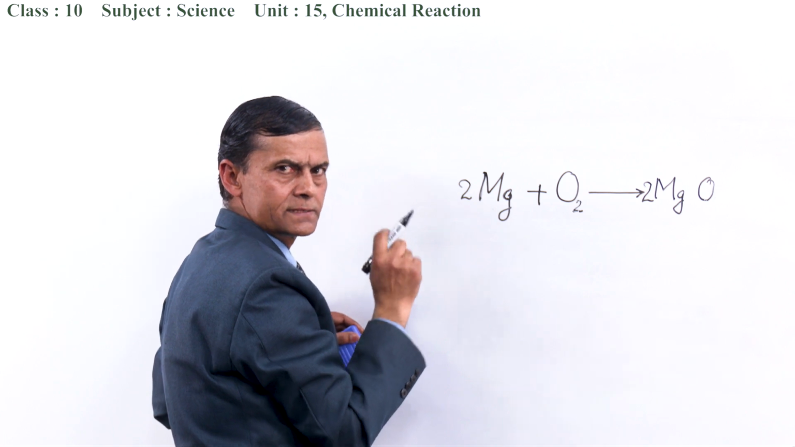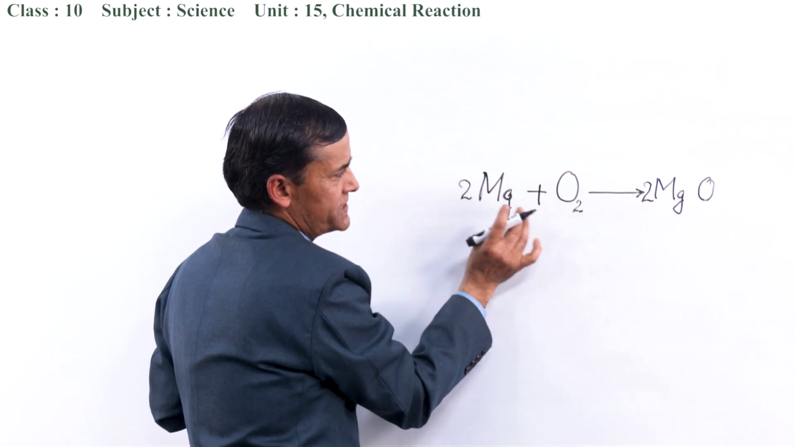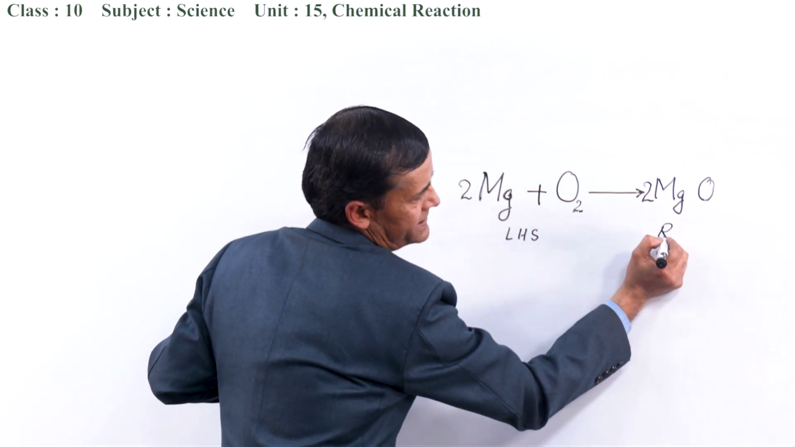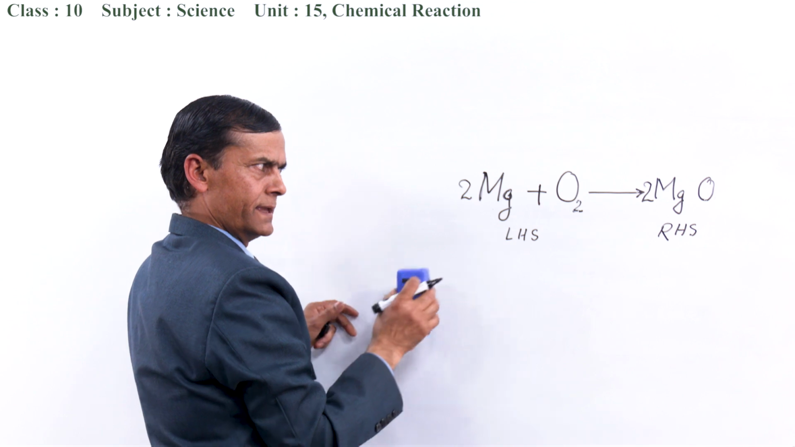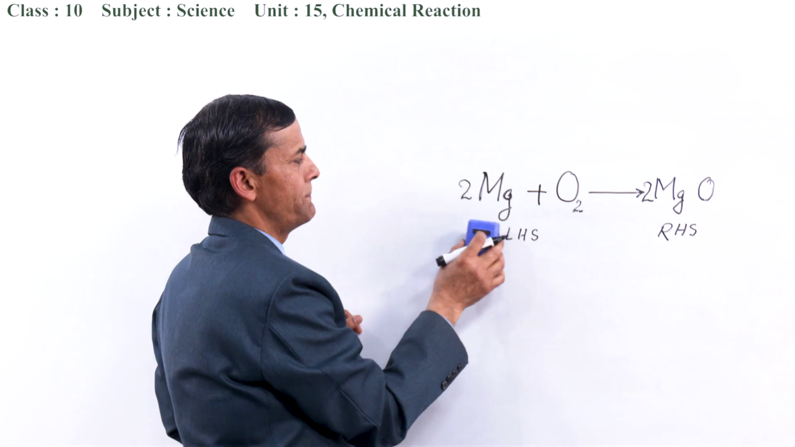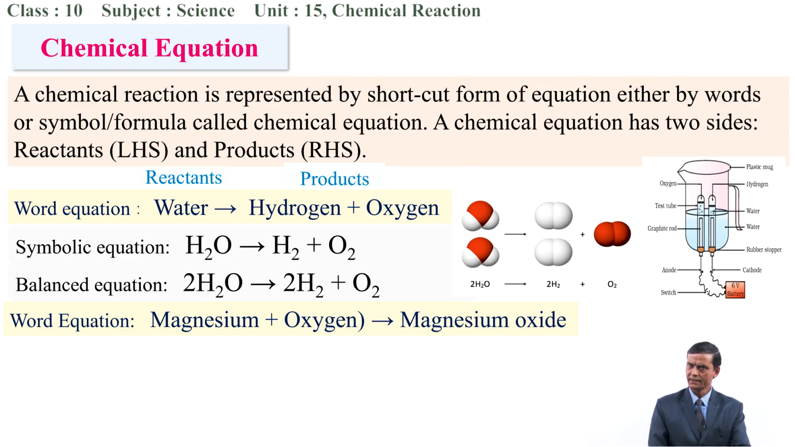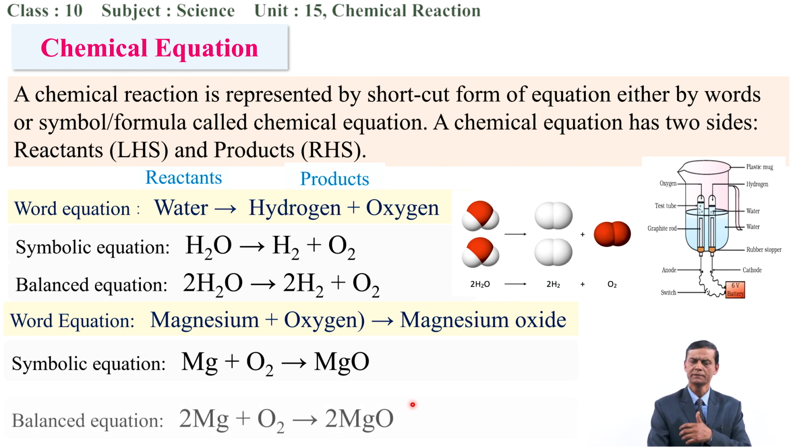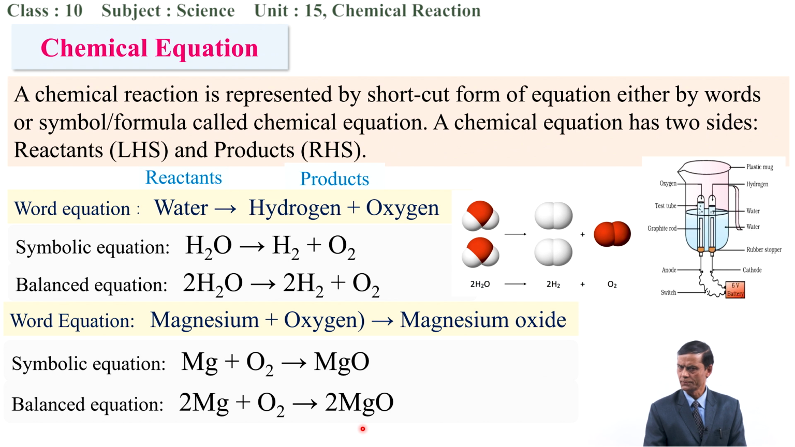This is a chemical reaction which is expressed in equation form. This left hand side is reactant, right hand side is product. So after writing the equation, it needs to be balanced. Some of the equations are automatically balanced also. Yes, we can symbolize or we can express in symbolic equation like this. Mg plus O2, MgO. Equation is not balanced, so let's make it balanced equation. 2Mg plus O2, 2MgO. So after writing correct equation, we have to balance the equation.